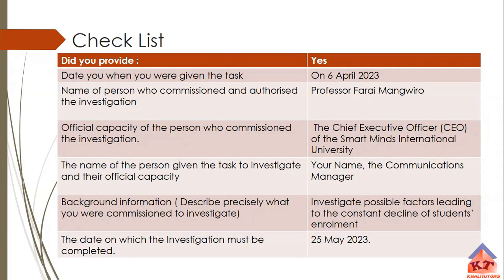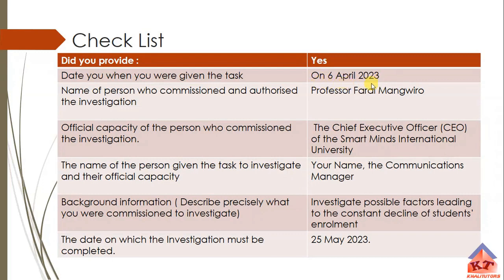So I am using this as a tool to ensure that I get maximum marks in this particular section by actually ensuring that everything that is required under this section is included. For example, the first cell states the date when you were given the task, meaning that I have to mention the date when I was given the task. In this case, I was given the task on the 6th of April 2023.